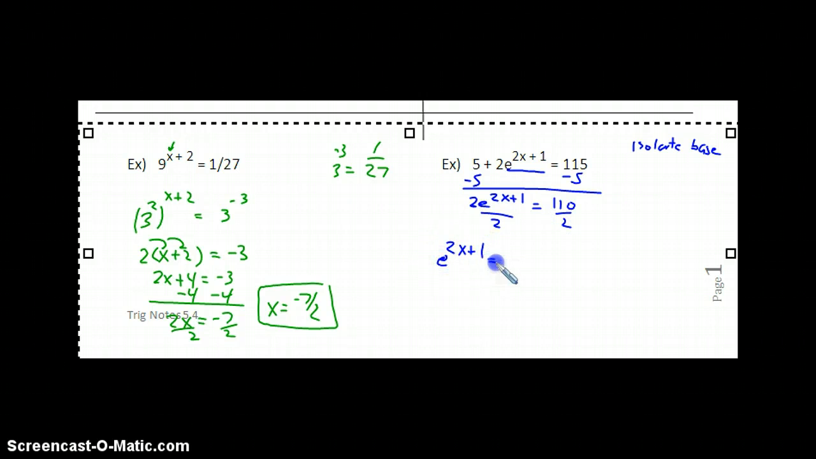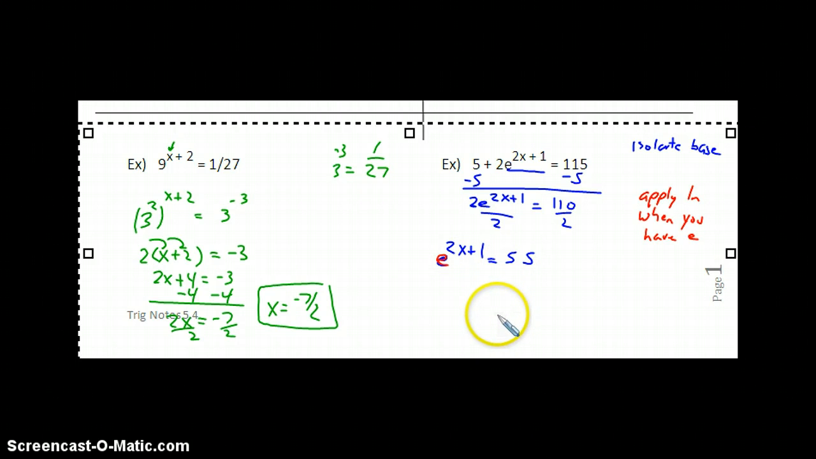equals 55. Now that I've gotten the base by itself, I can apply logs to both sides because I'm not going to be able to make a base of e and a base of 55 the same. Now here, before we apply logs, you have to recognize that because you have an e here, you have to apply the natural log. So because my base is e, I have to apply the natural log because the natural log has a base of e. If this was anything other than an e, I would apply regular logs. Or I could apply natural logs.